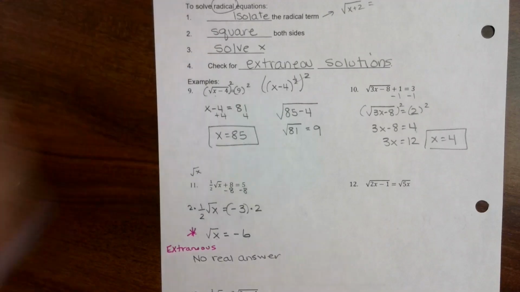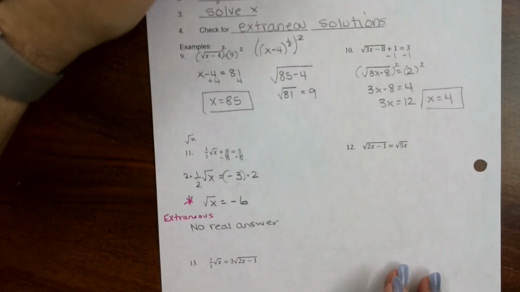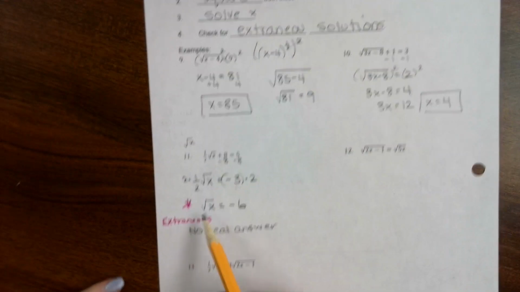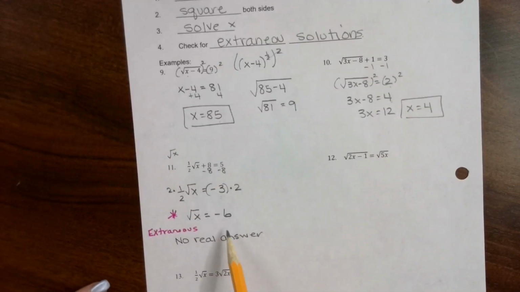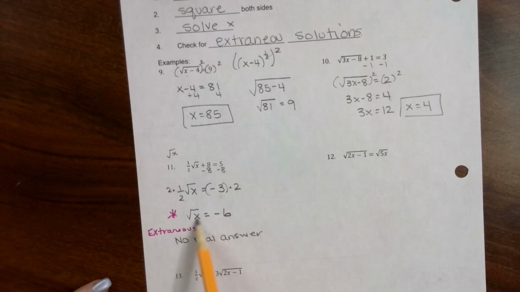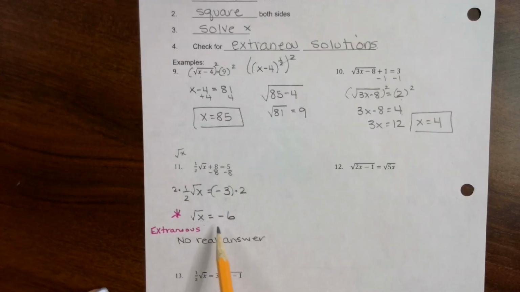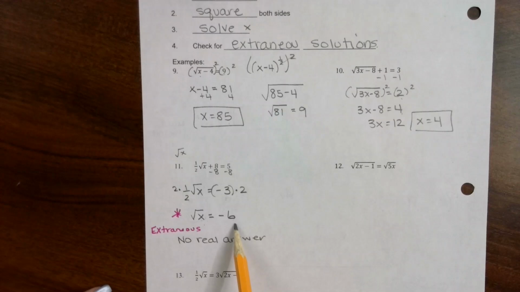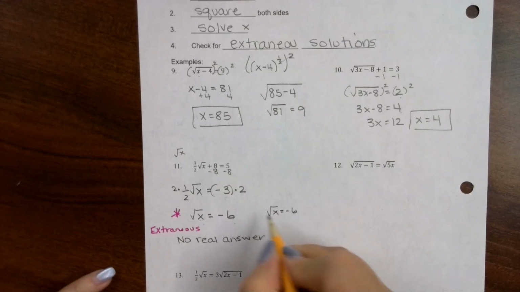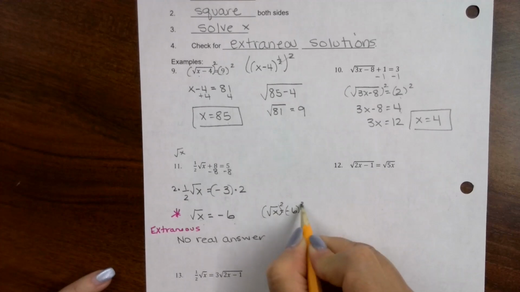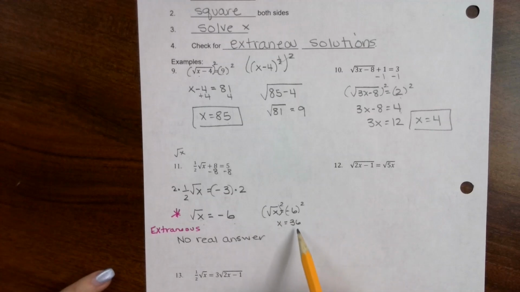Now, here is the problem with this, and this is why you have to think about this. Whenever it's isolated, up here this is positive, up here this is positive, but here it's negative. So when your radical is isolated, you have to make sure that this is not a negative number because I can't take the square root. Here's the problem. If I took square root of x equals negative 6 and I square this side and I square this side, I get x equals 36. And that looks like it can be a real answer.